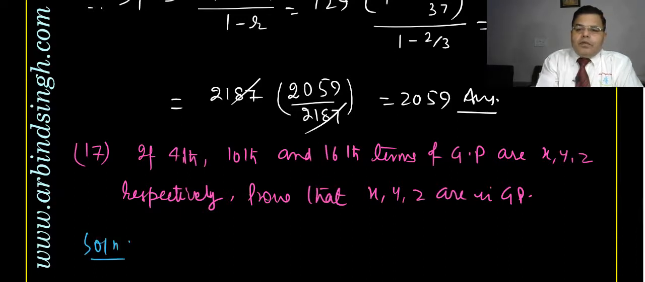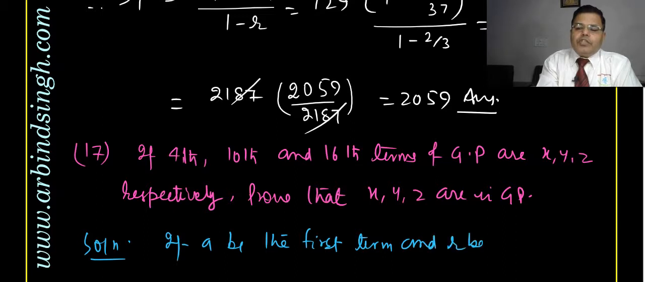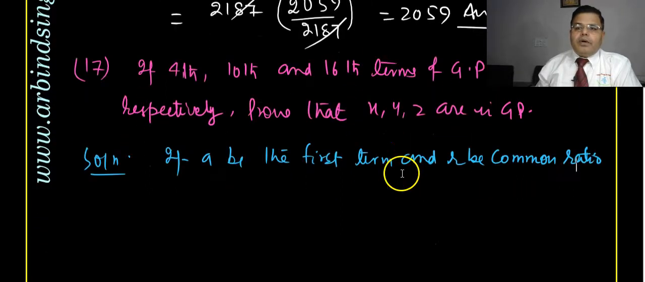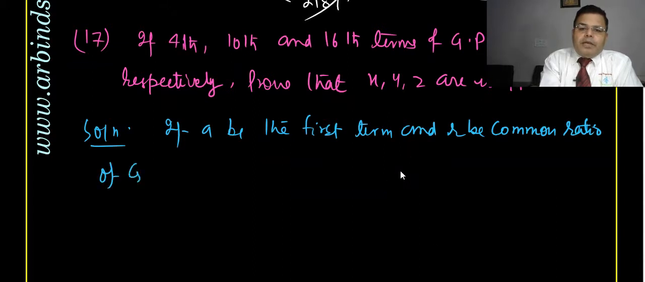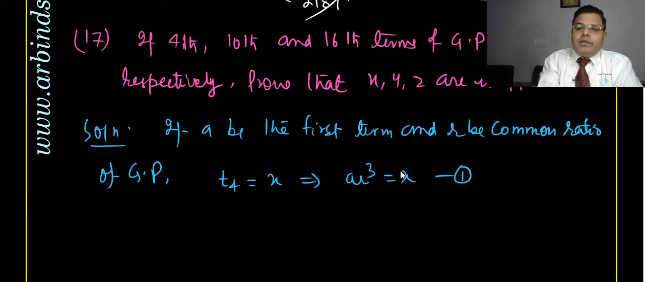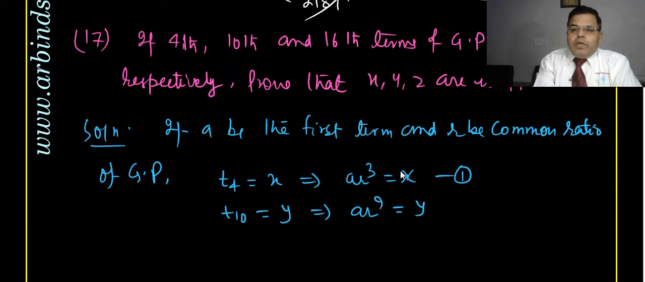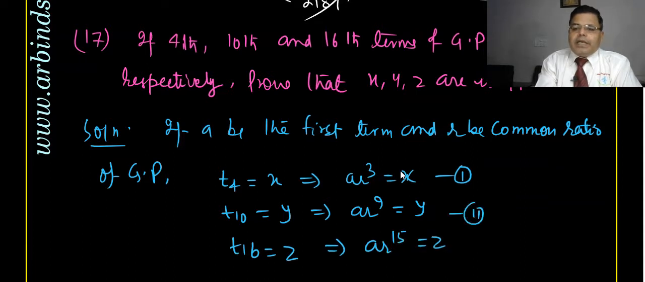Solution: let A be the first term and R be the common ratio of the GP. Then the fourth term is X, that is AR cubed is equal to X, and the 10th term is Y, that is AR to the power 9 is equal to Y. And the 16th term is Z, that is AR to the power 15 is Z. Call these the first, second and third.